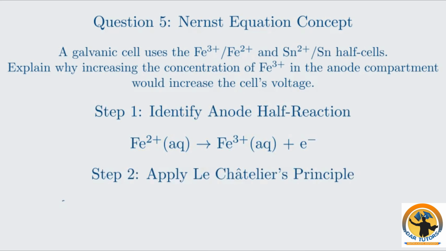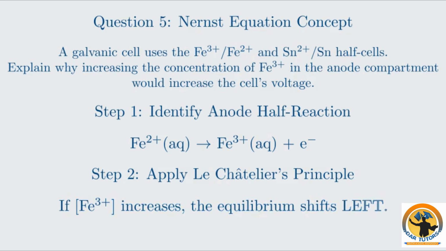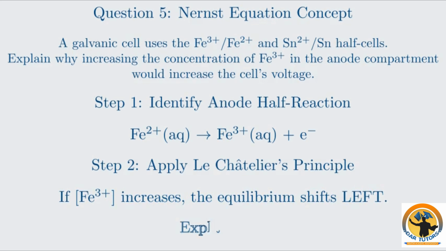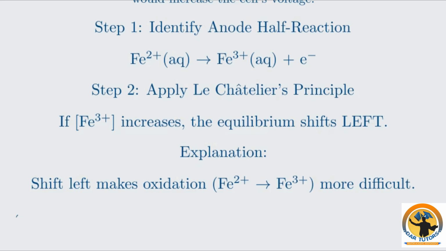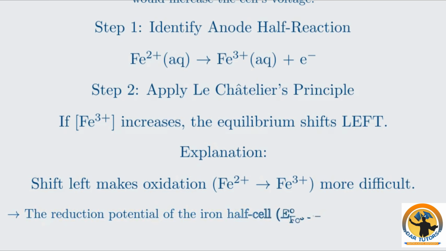If we increase the concentration of Fe3+, that is, the product of this half reaction, Le Chatelier's principle tells us the equilibrium will shift to the left to consume the excess product. A shift to the left means the system is favoring the formation of the reactant, Fe2+. It is resisting the oxidation process. This means that the electrons are being held onto more tightly by the iron species in that half cell. A shift to the left makes it more difficult for the iron to be oxidized, which means its tendency to release electrons, its reduction potential, becomes more negative. In a galvanic cell, a more negative anode potential increases the overall difference in potential between the two electrodes, resulting in a higher cell voltage.